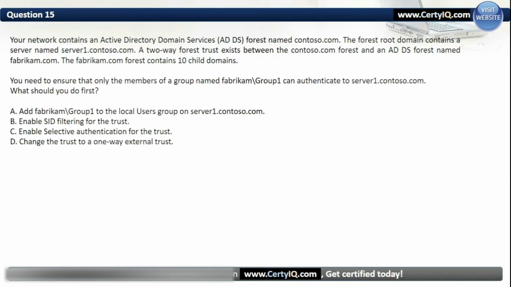Our options are A. Add fabrikam/group1 to the local users group on server1.contoso.com. B. Enable SID filtering for the trust. C. Enable selective authentication for the trust. Or D. Change the trust to a one-way external trust. The correct option is C. Enable selective authentication for the trust.